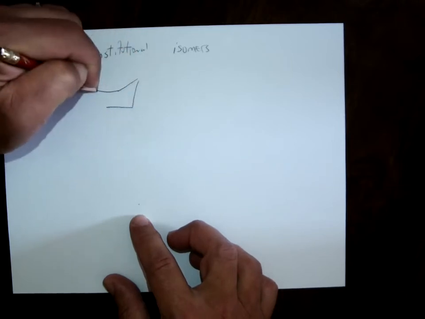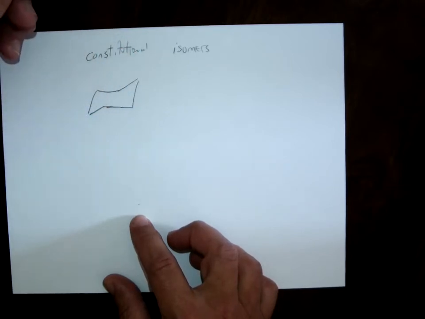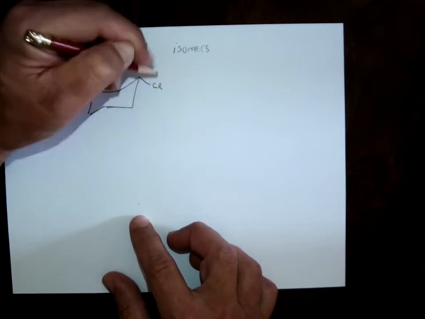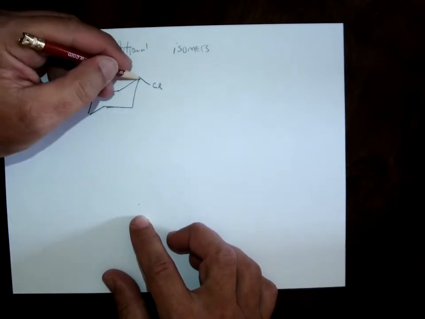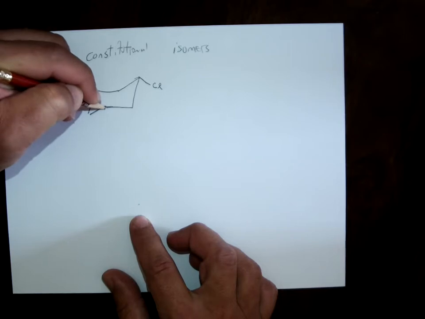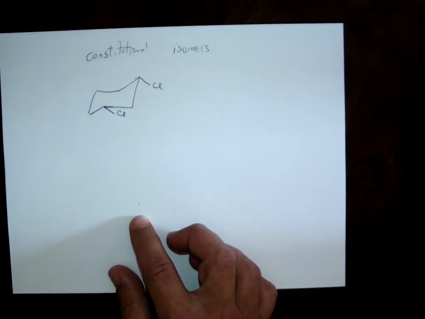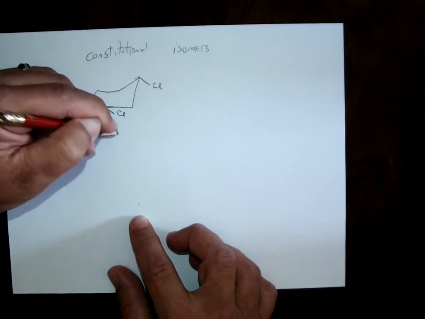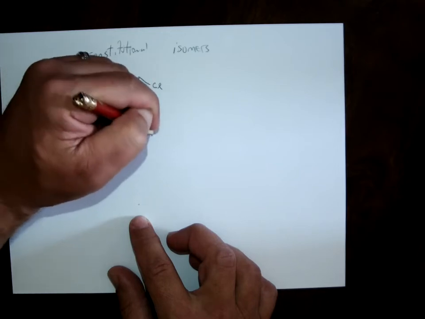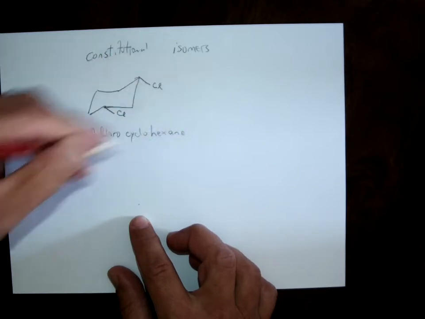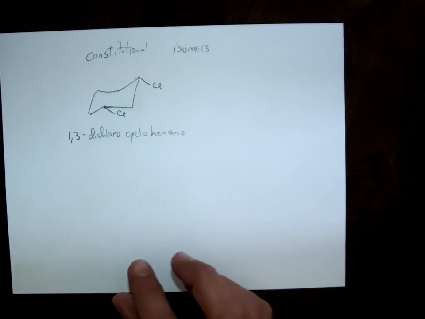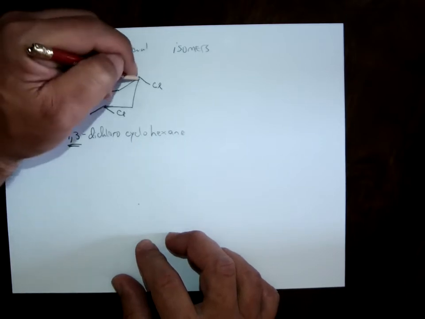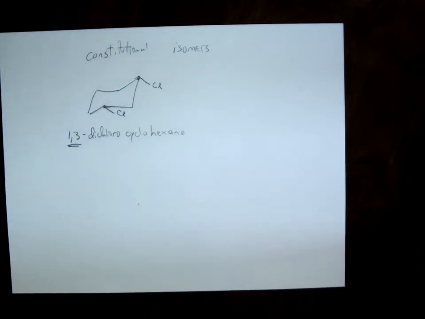So if I draw a cyclohexane ring and I put, and we'll do some chlorines this time, a little different. If I put a chlorine on the first carbon and then a chlorine on the third carbon, this would be 1,3-dichlorocyclohexane. So 6 carbons in a ring with 2 chlorines substituting for the hydrogens. And the thing I'm focused on here is the constitutional part, which is which atoms the chlorines are connected to.